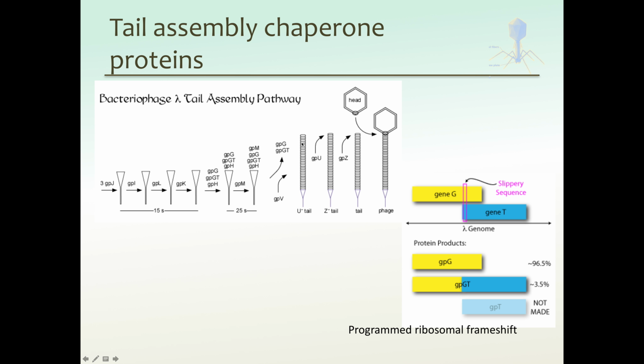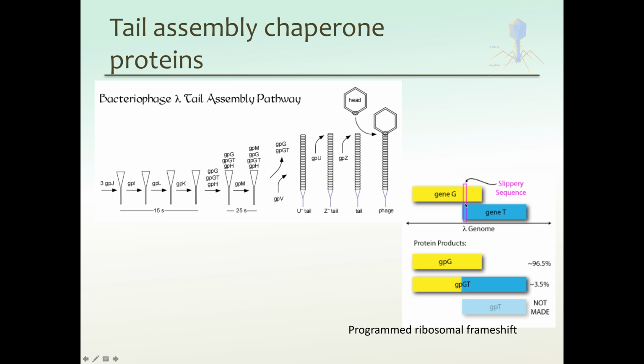Now, what's interesting about this set of proteins, GpG and GpGT, the tail assembly chaperone proteins, is that these proteins are basically translated from the same mRNA. And this is due to something that we learned about last semester, which is the programmed ribosomal frameshift, where we have a piece of RNA that encodes for GpG, and then the ribosome will translate the RNA until it reaches the stop codon, and it'll produce GpG. And 96% of the time, it produces the short protein.